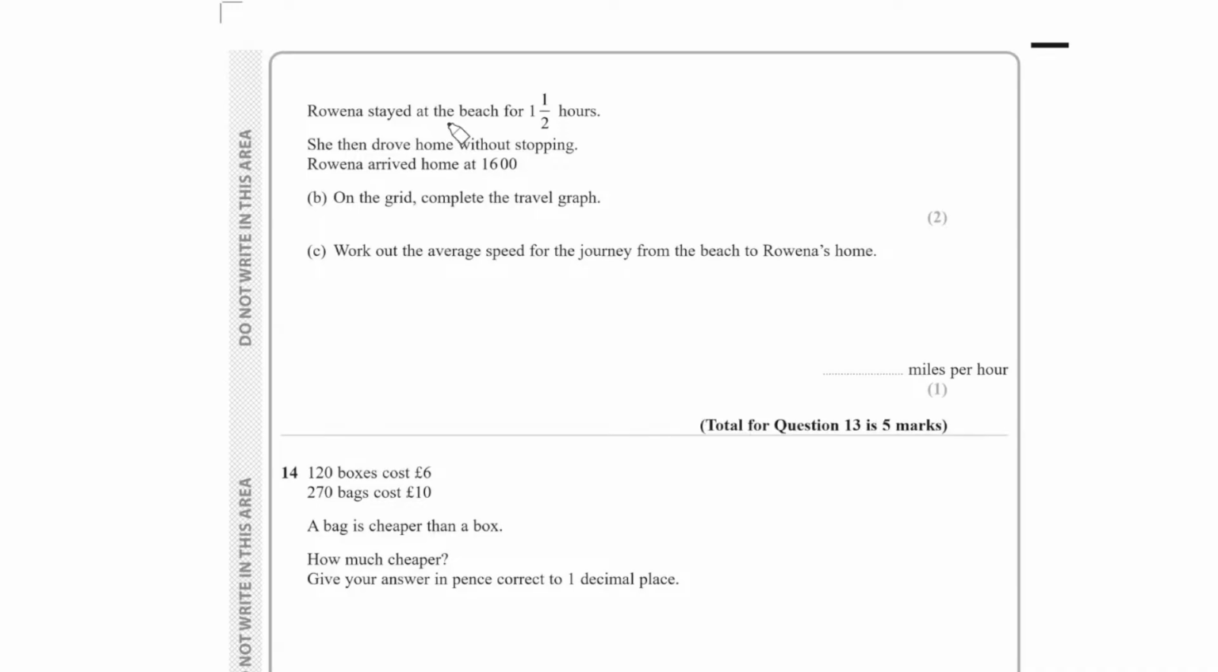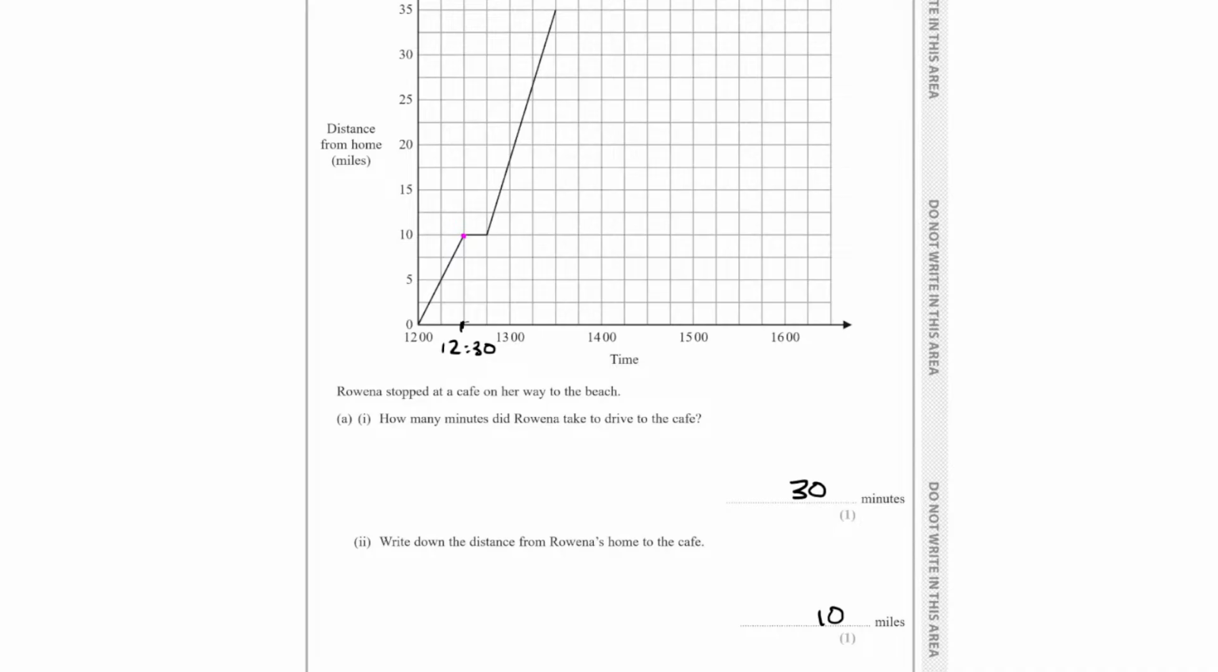So Rowena stayed at the beach for an hour and a half. She then drove home without stopping. Rowena arrived home at 4 o'clock. Part B on the grid, complete the travel graph. So she stayed at the beach for an hour and a half, so she didn't move. She then drove all the way home. She got home for 4 o'clock. So let's go back.